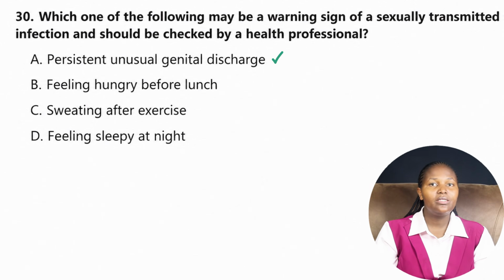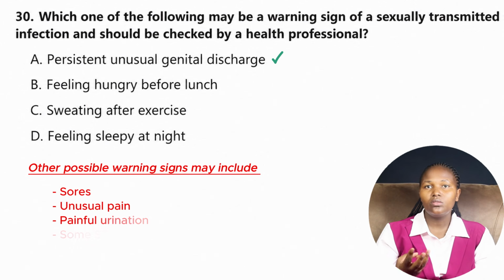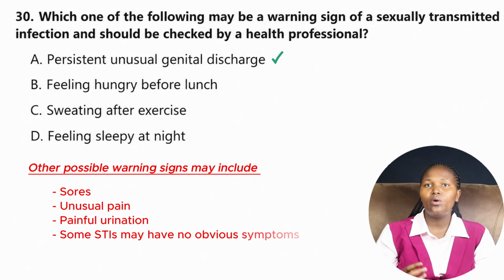Persistent unusual genital discharge, because such a symptom can be associated with STI, and it should be assessed by a qualified healthcare professional. Other possible warning signs that you can encounter in your exam include, for example, sores, that is common, and then unusual pain or pain during urination. Some of the infections can occur without obvious symptoms, so that is also a possibility in case it is tested. And you should always know that people are not supposed to diagnose themselves. They are supposed to seek medical advice.